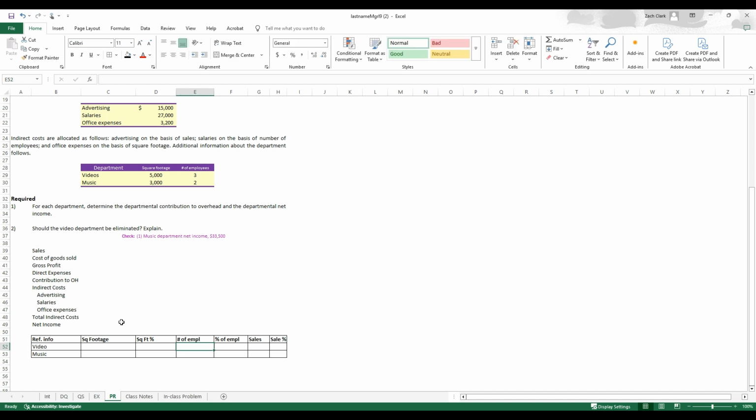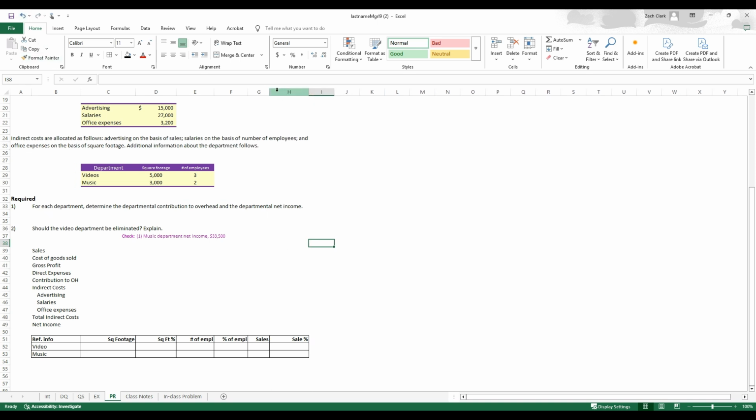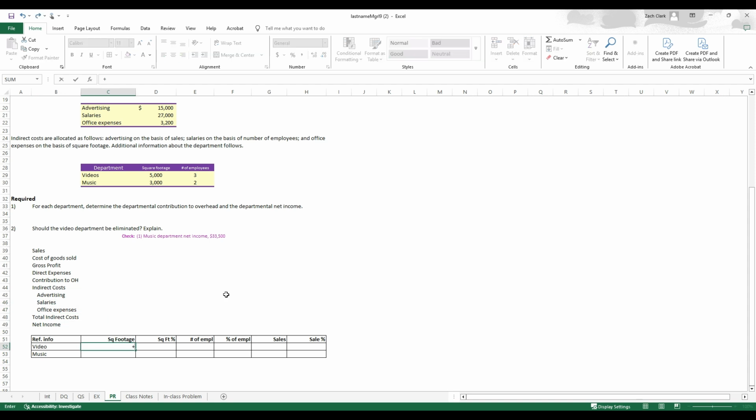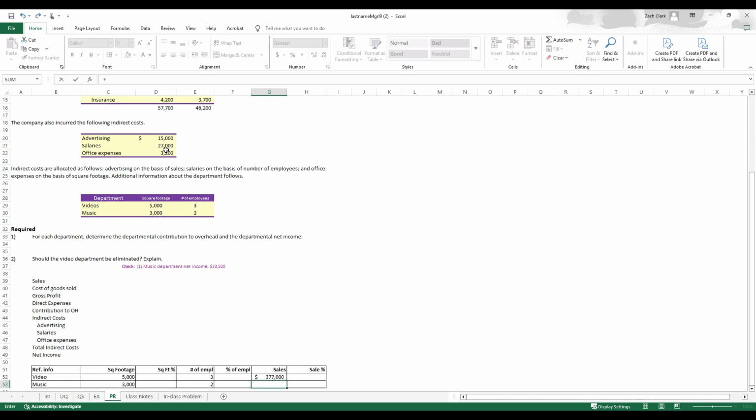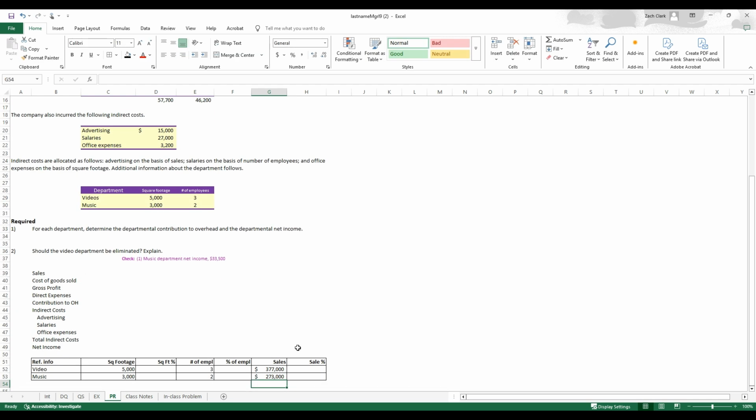And so basically everything's allocated based on a percentage of those different factors. We just need to go through and figure all those percentages out, and then we're going to take those percentages and use them to allocate these indirect costs, essentially. Okay, so square footage, video and music. We've got number of employees, video and music. And we've got total sales. That was up here. We could also link it to the other part, but that's fine.